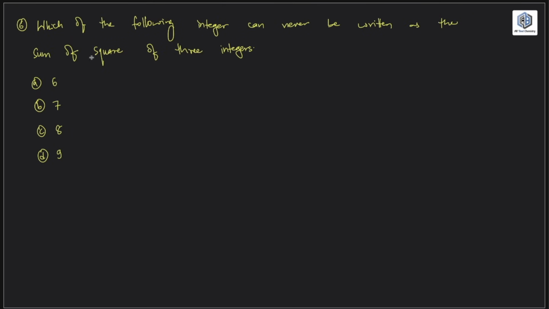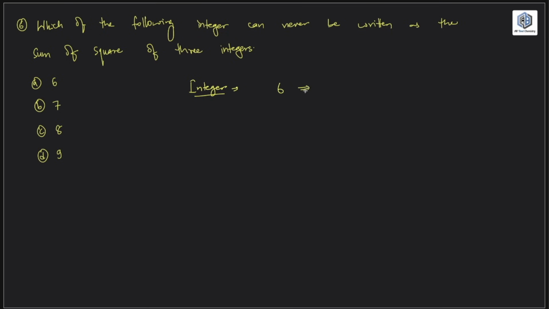Fine, let's take the next question. It says, which of the following integers can never be written as the sum of squares of 3 integers? Now, remember that 0 is also an integer. Integers are positive numbers, negative numbers and 0, but they should not be decimals. So 0 is also an integer.